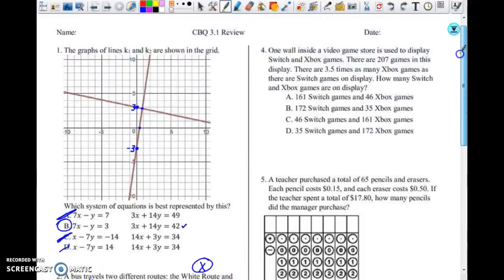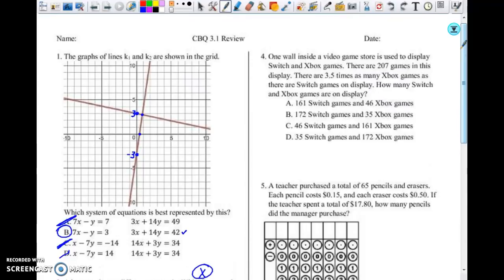so number 4, one wall inside a video game store is used to display Switch and Xbox games, so I know that's what I'm going to be talking about. There are 207 games in this display, and there are 3.5 times as many Xbox games as there are Switch games. So how many Switch and Xbox games are on display? So we'll go on ahead and say that Xbox games will be X, and then the Switch will be Y. X for Xbox, right? Makes sense? Okay. So we're going to use our piece of information.